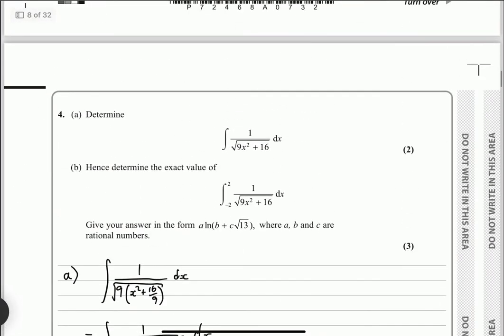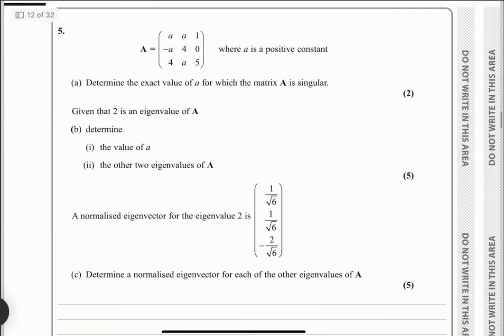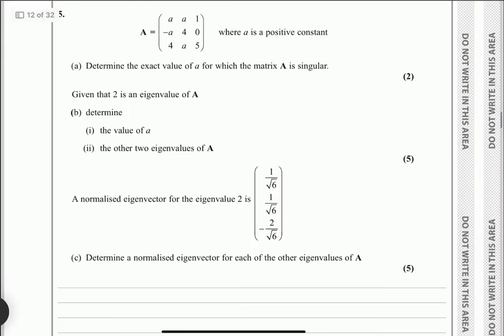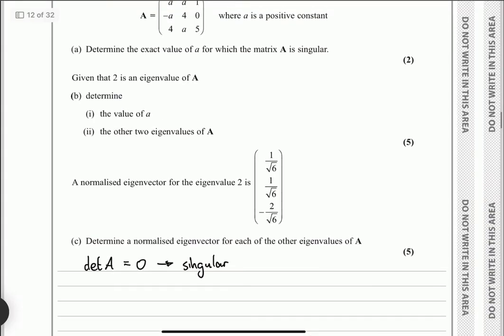Is that the end? Question 4b finished. On to question 5. Matrices. Part A, determine the exact value of little a for which the matrix capital A is singular. Now if it's singular, that means it does not have an inverse, and it does not have an inverse when the determinant of A is equal to 0. So we want this to be true, which means the determinant must equal 0.